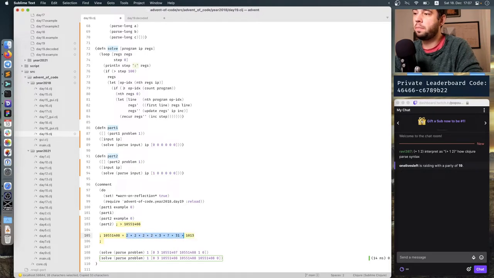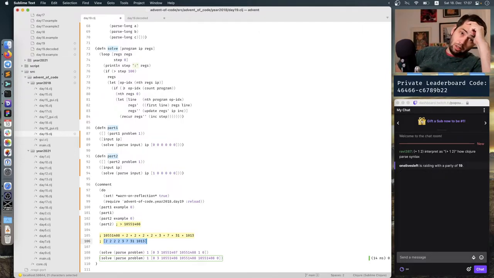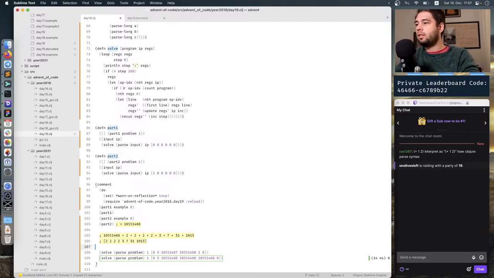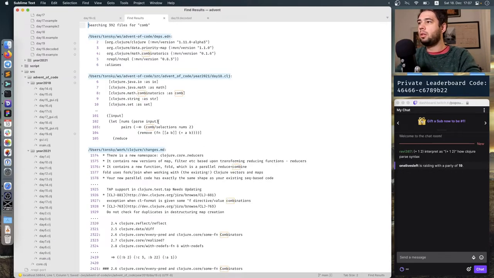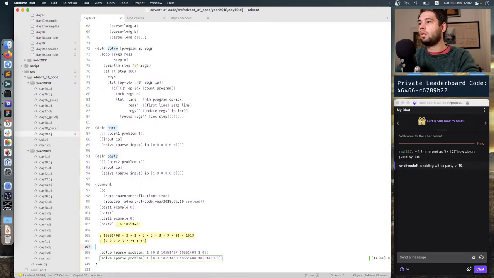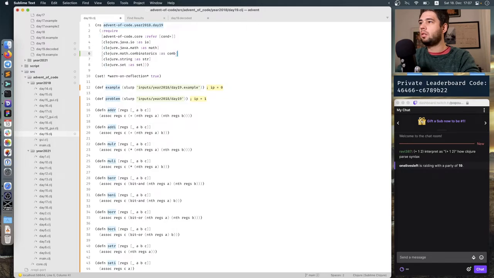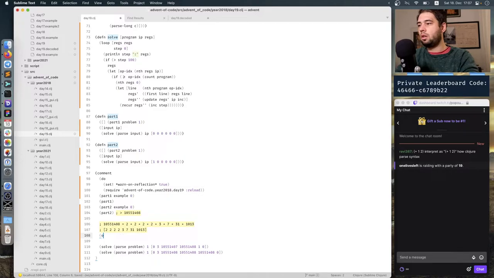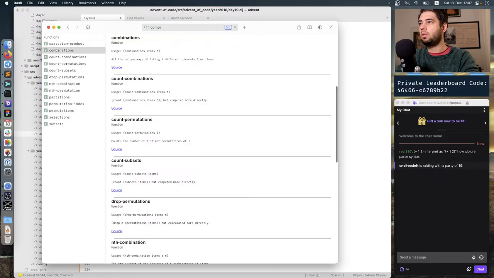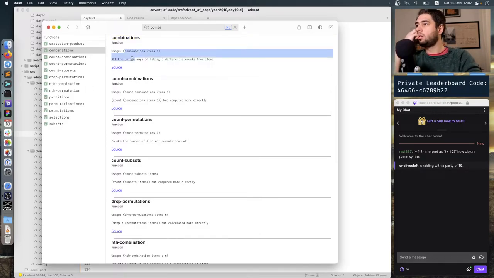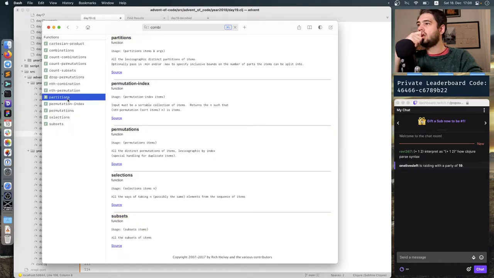we actually need, say we have a vector like this, right? And we need to find how many partitions we can get out of it. Okay, I think we need this combinatorics again. Yes, combinations. Partitions.